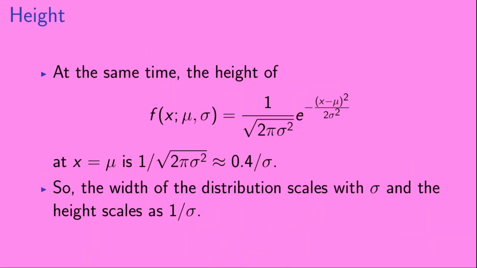Okay, next let's look at the height. At the same time, the height of our function at x equals mu is 1 over the square root of 2 pi sigma squared, which is about 0.4 over sigma. So the width of the distribution scales with sigma, and the height scales as 1 over sigma.